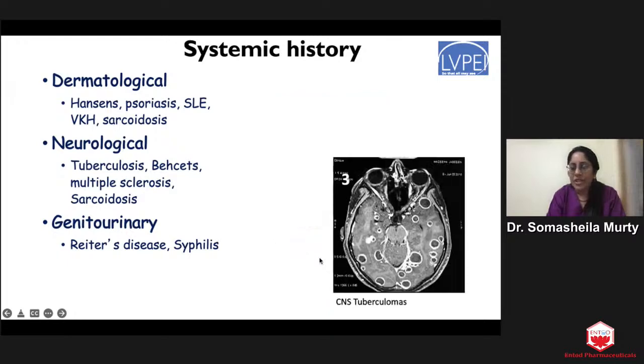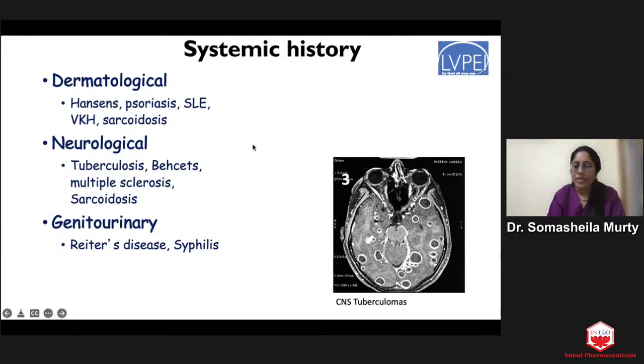And this is another patient who presented with anterior uveitis, and there was enough evidence of tuberculosis also. The patient had a bone focus with tuberculoma in the pulmonary system, and also turned out to have CNS tuberculoma. This is one of the rare cases. So the patient had neurological symptoms. That's how we came to the diagnosis.